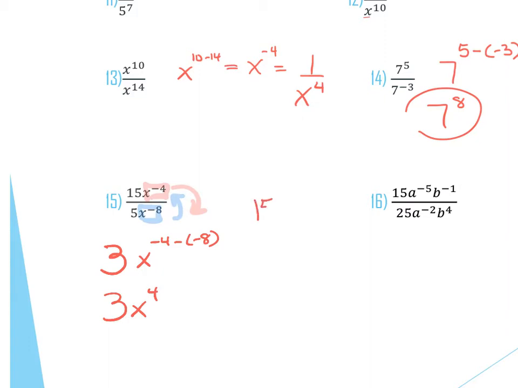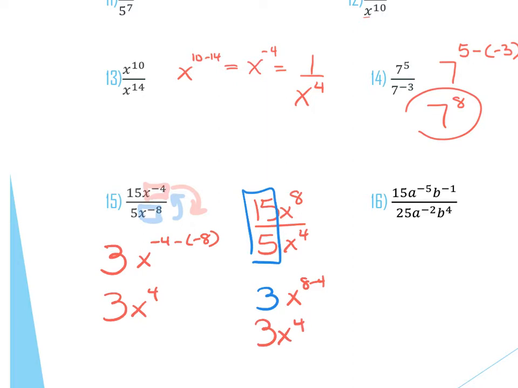Or you could flip-flop it like I said, put the x to the 8th on the top, x to the 4th on the bottom, and then you still have to subtract. So you would divide the 15 and the 5, get the 3, and then do x to the 8 minus 4 and get 3x to the 4th. So it's almost easier to just take the two variables that have the same letter and subtract their exponents.